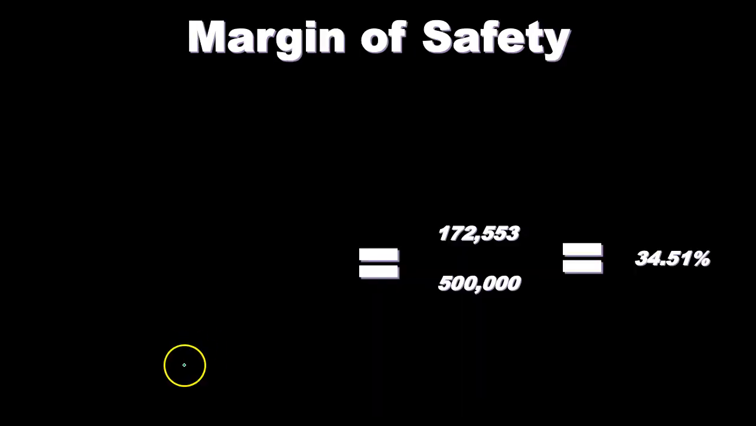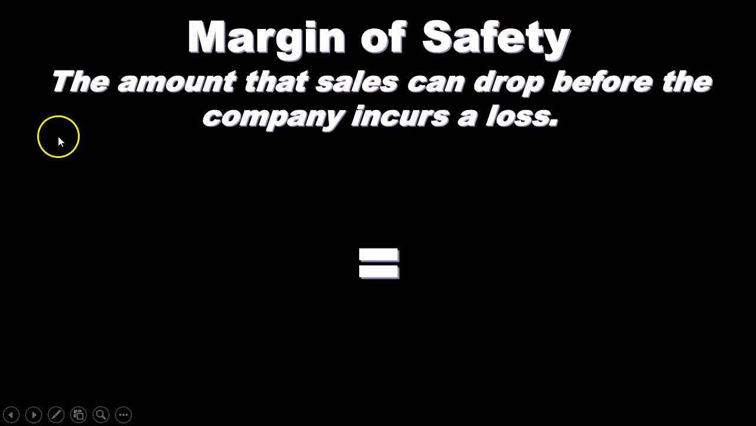Now we can take a look at the margin of safety. The margin of safety is defined as the amount that sales can drop before the company incurs a loss. So in other words, we've got that break-even point, and we want to see now, okay, where are we at and how much can we go down by? What's our margin of safety? How much can we go down by before we get into that negative territory, into that loss type territory?